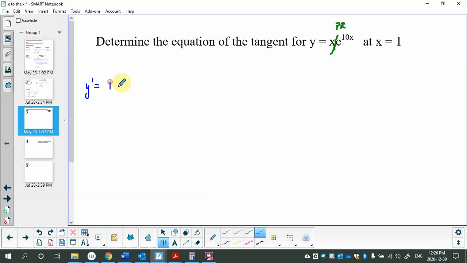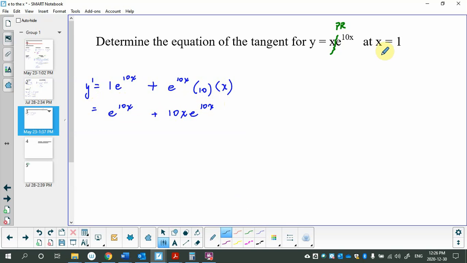Derivative of the front times the back, plus, for product rule, derivative of the back. Not much there. Don't forget to times it by 10, and then don't forget to times it by the front. So I'm going to make that look a little bit nicer. And if you want to factor, you go right ahead. I don't need to factor.